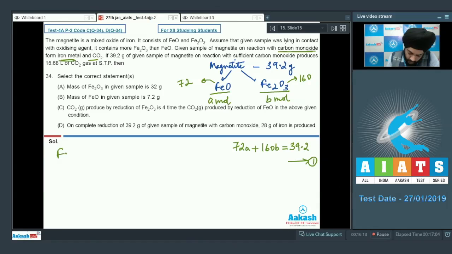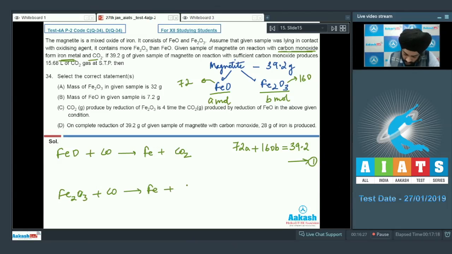So we can have FeO reacting with CO to give us Fe plus CO2, and we can also have Fe2O3 reacting with CO to give us Fe and CO2 again. So the first reaction is balanced. If you look at the second reaction now, the N factor of Fe2O3 is equal to 6, whereas the N factor of CO is equal to 2. So we can have the balancing with the 3.